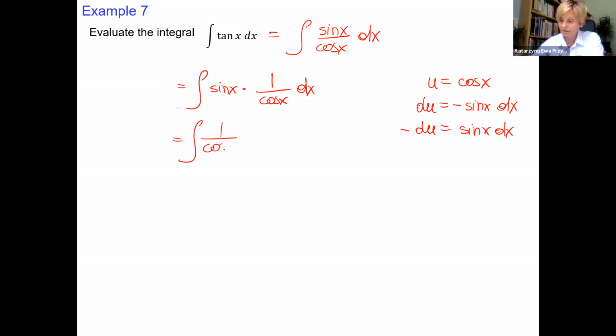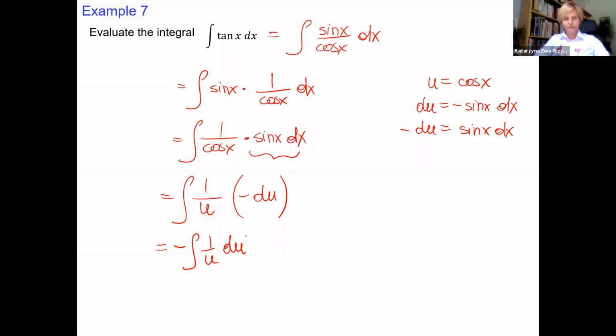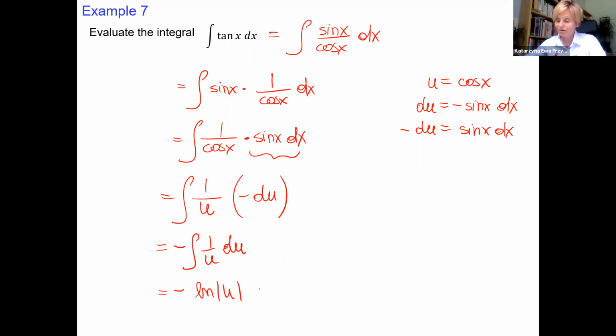I can rewrite sine of x dx. Let's try. 1 over cosine is u. Sine of x dx is negative du. That actually looks weird. I can put the negative in front of the integral, because it's a constant. Okay, and now the integral of 1 over u du, I will keep the negative, is natural log of u plus the constant c. We're almost there.